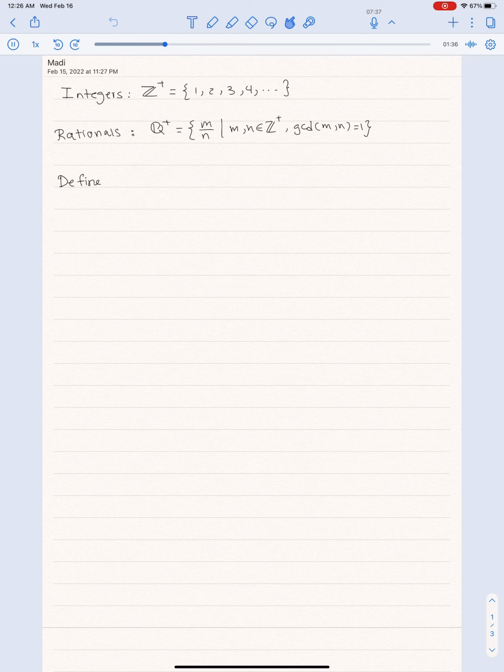So we're going to define this function. The height of some m over n, the height of a rational number, is just m plus n. So the numerator plus the denominator. And now we're going to figure out what numbers have different heights. So we're going to start at 1 because 0 is not possible. What numbers have height 1? It's just 0 over 1.